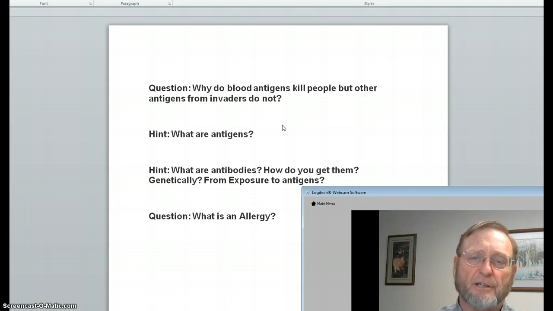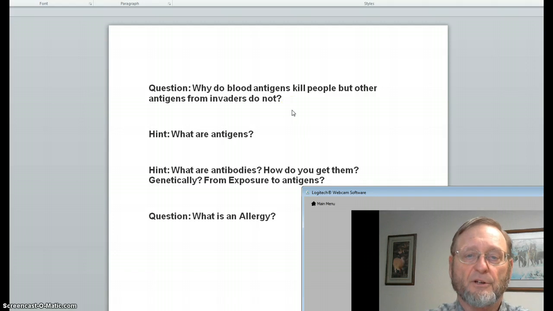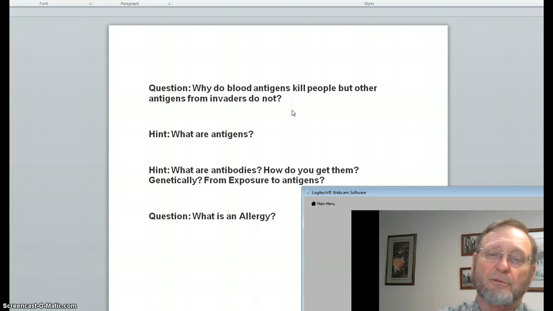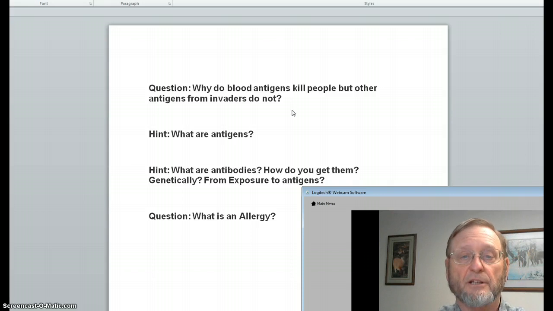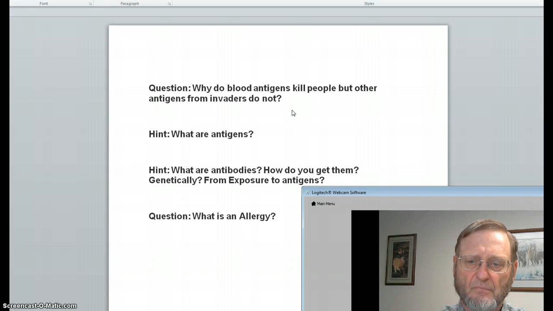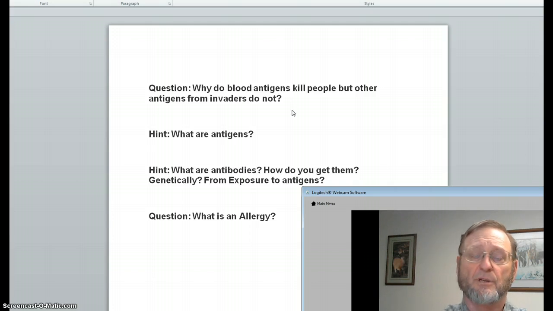But why do blood antigens normally kill people? Why are transfusions with the wrong blood very serious compared to most allergies when it's basically an antigen-antibody response? Well, it's because it's a severe anaphylaxis. Because you've dumped a lot of blood. It's not just a little bee sting. It's not just a little bit of pollen in the air that you breathe. You've dumped a lot of blood into their system all at one time.